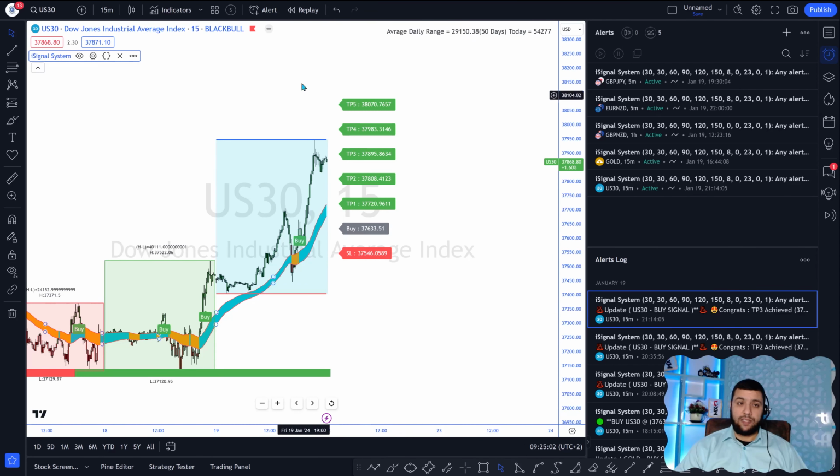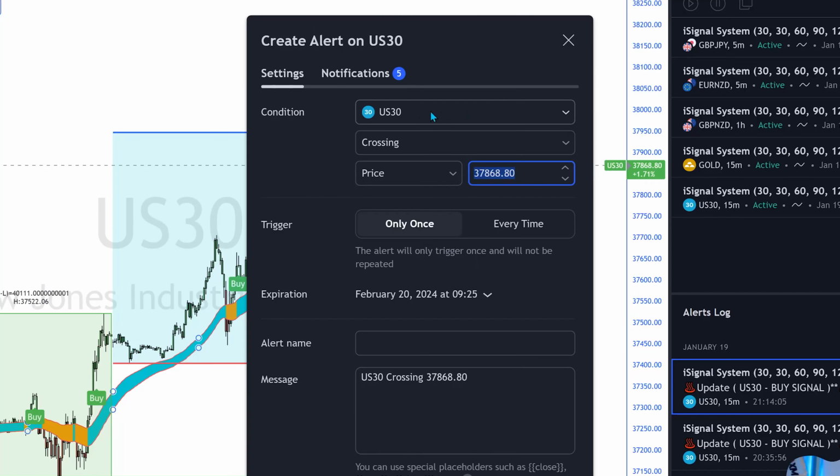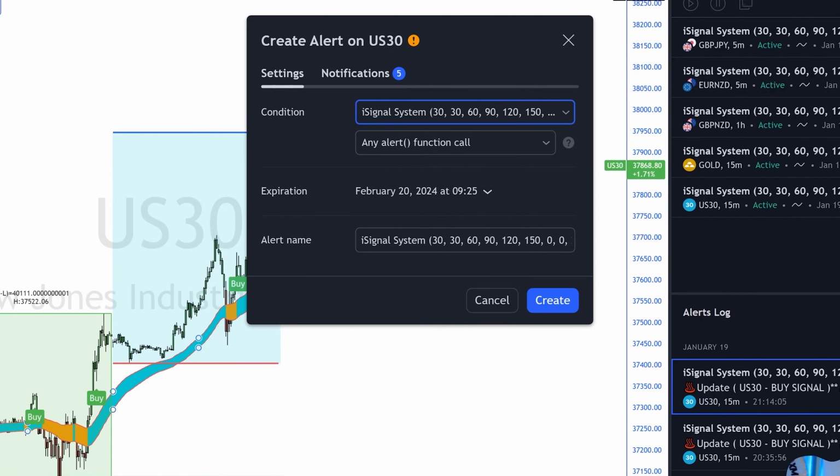I saved it as is. I want to set it here for Dow Jones. I'm gonna click alert. See here, this says US30. Just click here. It's gonna show iSignal. Click on iSignal. It's just gonna change everything like that.